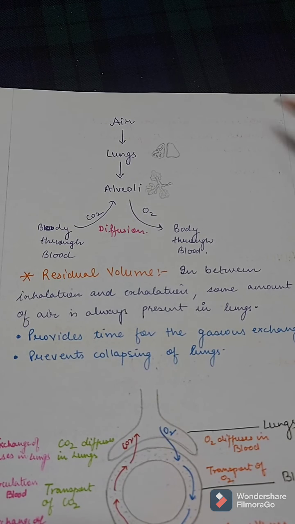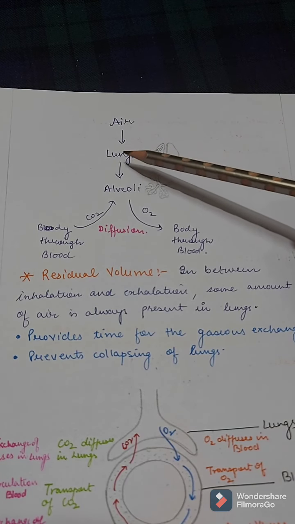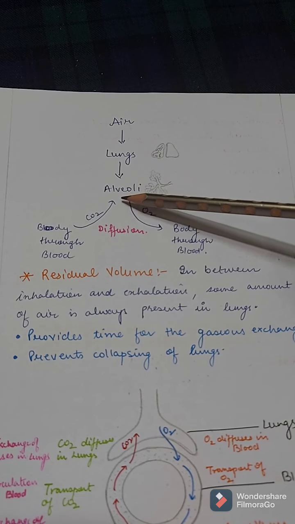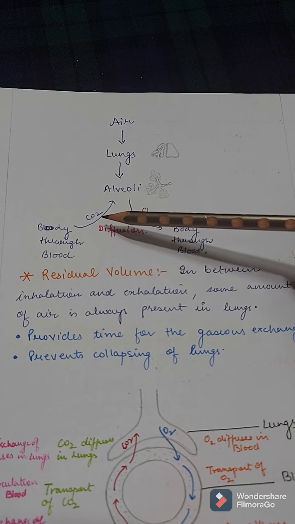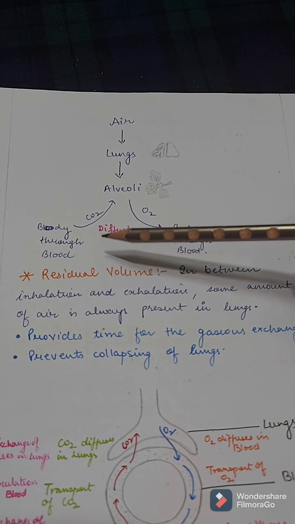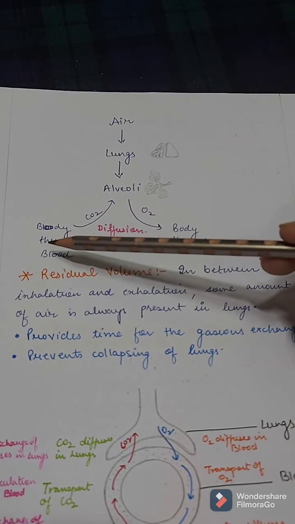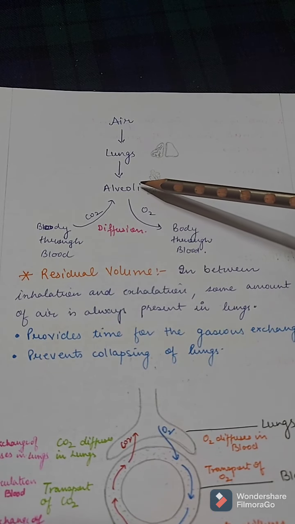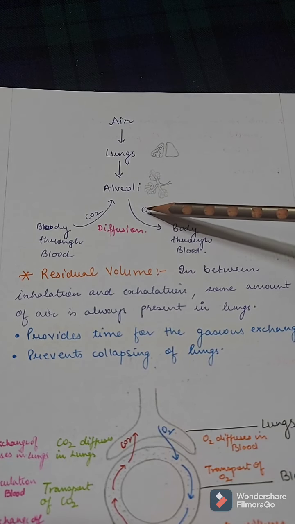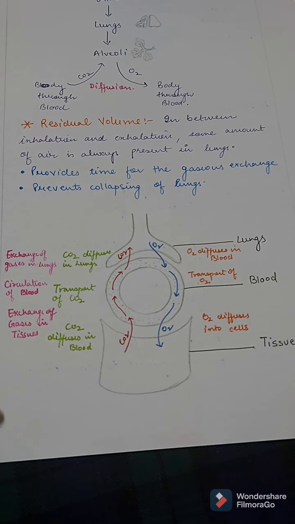So now let us see how the exchange of gases takes place. Air from the nostrils goes to the lungs and finally to the alveoli. So the main process is diffusion. Diffusion is the movement of molecules from a region of high concentration towards a region of lower concentration. So the carbon dioxide from the body comes to the alveoli through blood. And also at the same time oxygen from the alveoli goes to the body through blood. So this is the better explanation of exchange of gases.